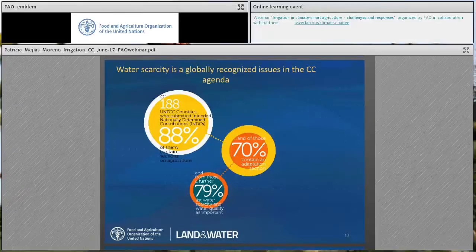So in this situation, water scarcity is very much a recognized issue in the climate change agenda. And if we look into the Intended Nationally Determined Contributions, we can see that 88% of them contain sections on agriculture, and of those, 70% contain an adaptation section, and of those, 79% list water scarcity and water quality as very important. These are quite high figures that show that water scarcity is a key issue in the climate change adaptation agenda.